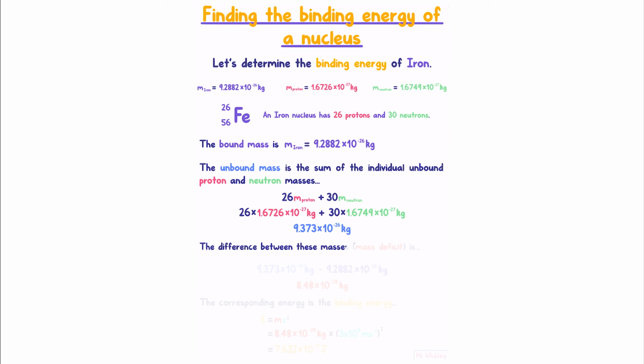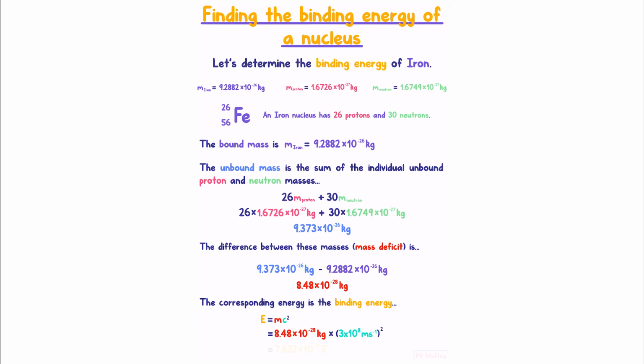The difference between these masses, which we call the mass deficit, is our bound mass minus our unbound mass, which gives us 8.48 times 10 to the minus 28 kilograms. The corresponding energy is the binding energy, which we can find using E equals mc squared. Putting our numbers in gives me 7.632 times 10 to the minus 11 joules.